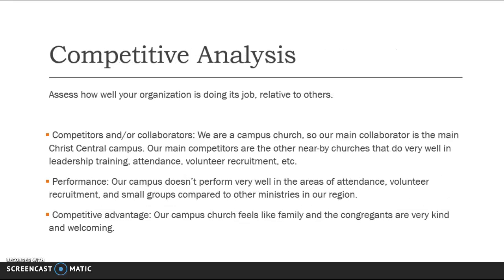Moving on to our competitive analysis, here we're going to assess how well our organization is doing its job relative to others. It's kind of hard to do this in relation to ministry because you don't really ever want to compare church to church because there's never going to be any 2 exact churches. But in this case, in our competitors and collaborators, we're part of a church campus. So our main collaborator is the main campus of Christ Central in Lake City. Our main competitors are the other nearby churches that do very well in leadership training, attendance, and volunteer recruitment performance.